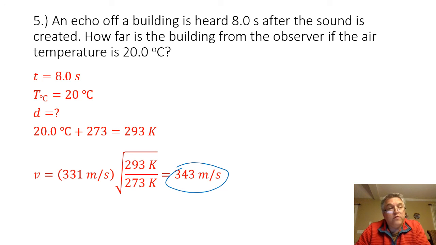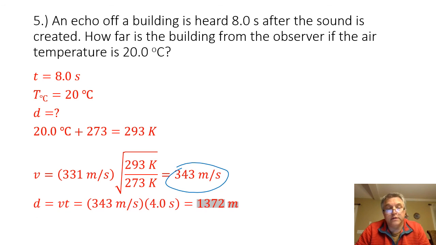So now I have my wave speed and I have the time. Now note when I plug my time into my distance formula, distance equals velocity times time, that I need 1/2 of my total value. So I'm only going to plug 4 seconds into there because 8 seconds is the time it takes to make a round trip. And I just need to know the distance between the observer and the building. So I need 1/2 of that time. So 343 meters per second times 4.0 seconds will give me a distance of 1,372 meters.